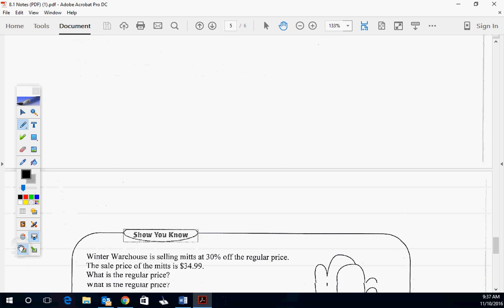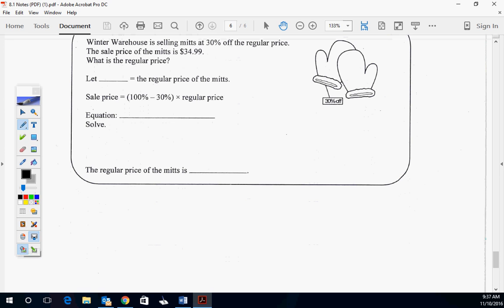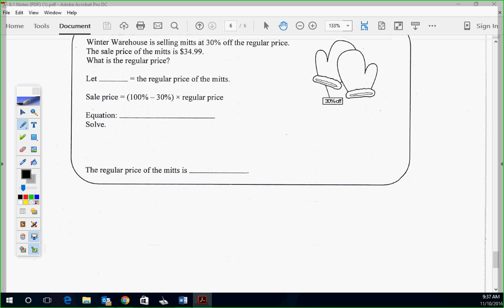All right, we have anything on the next page? We got one more. Okay, last one. Let's try this again here. It's another price one. Winter Warehouse is selling mitts at 30% off the regular price. The sale price of mitts is $34.99. Again, it gives us a sale price. What's the regular price? So we'll let R again be the regular price of mittens.